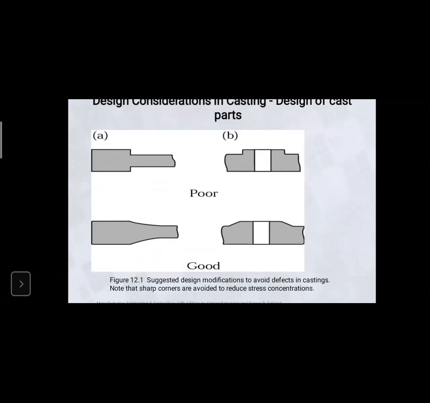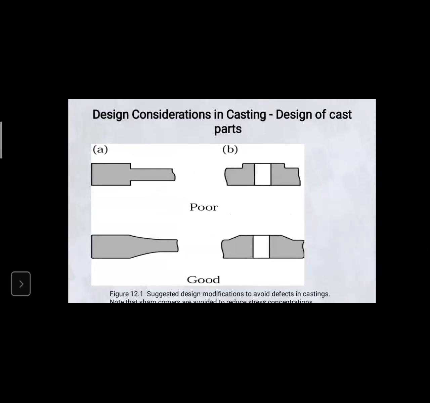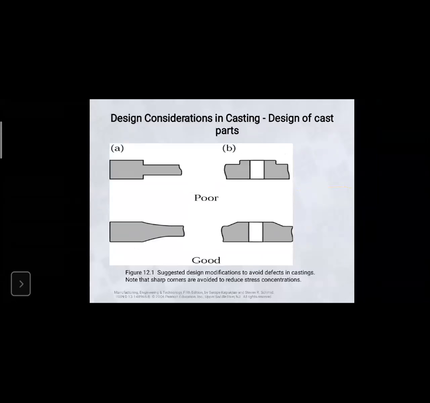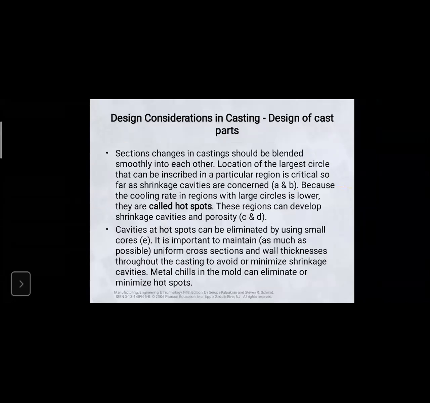So in the B part, the first diagram is poor and the second diagram is perfect, because the first diagram has sharp corners and the lower one has very smooth corners. Right. So these are suggested design modifications to avoid defects in the castings. Note that sharp corners are avoided to reduce stress concentration. Whatever sharp corners are designed, they have to be avoided.